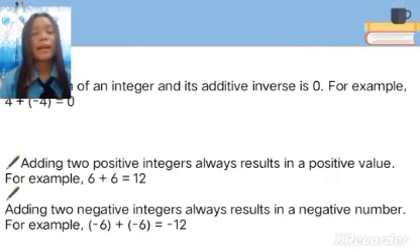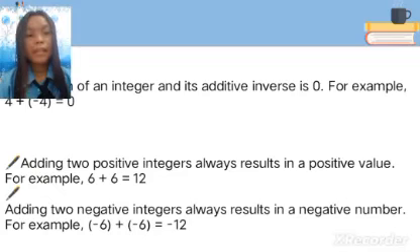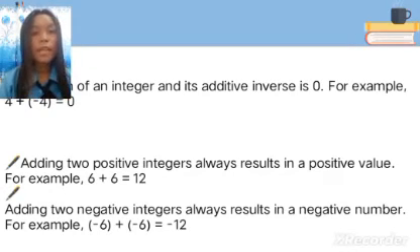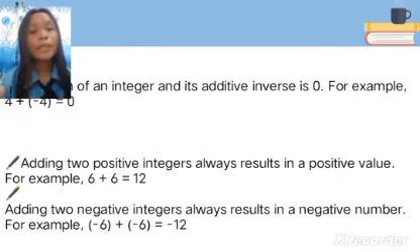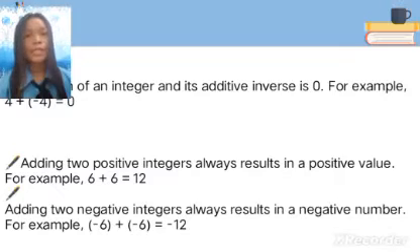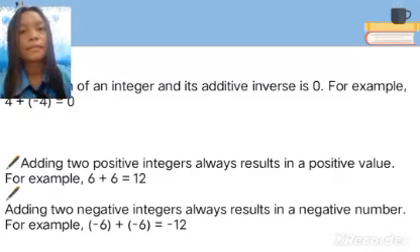Next, adding two negative integers always results in a negative number. For example, negative 6 plus negative 6 is equal to what? Negative 12. Next, negative 3 plus negative 3. What could be the answer? Right, negative 6.